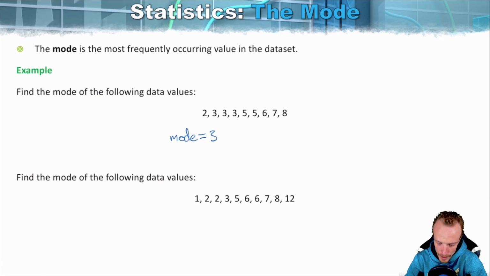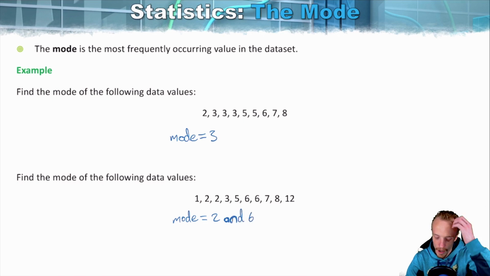So in this example here, we can see that 2 occurs twice and 6 occurs twice. Everything else only occurs once. So it is possible to have more than one mode in your data. So in this case, the mode is equal to 2 and 6. All right. Now you can have 3 modes, 4 modes, depending on what your data actually is, but you're just looking at what number actually occurs the most in the data.